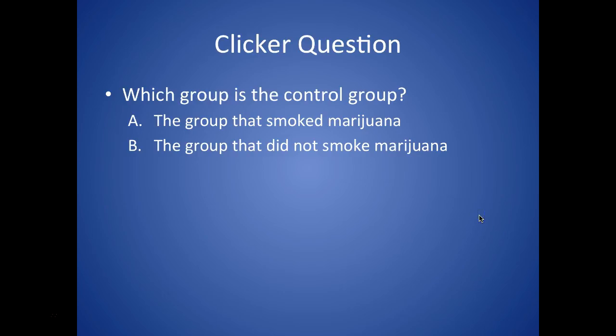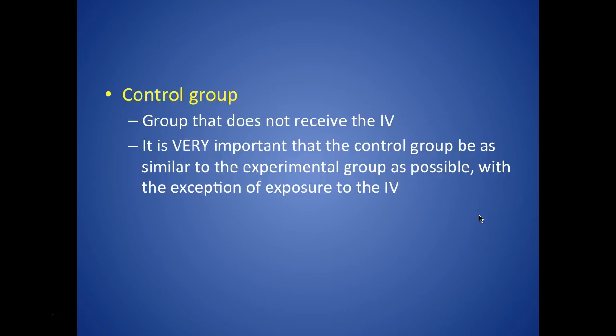Which group is the control group? The group, it turns out, that did not smoke the marijuana. And the control group is the group that does not receive the independent variable. It's very important that the control group be as similar to the experimental group as possible, with the exception of exposure to the independent variable.